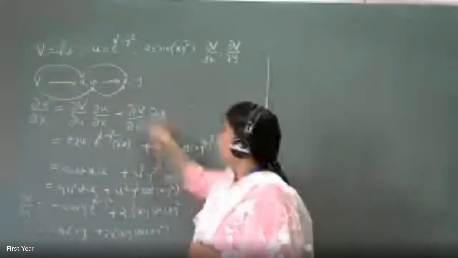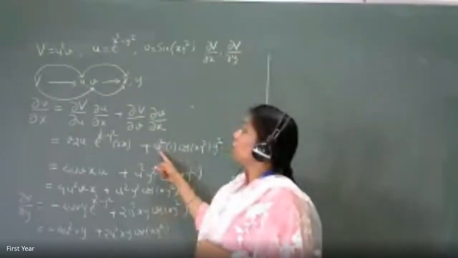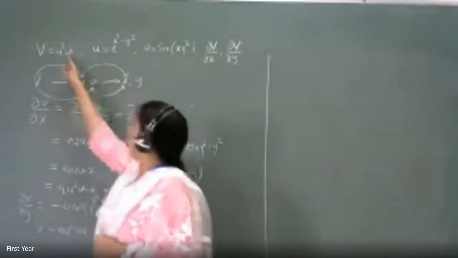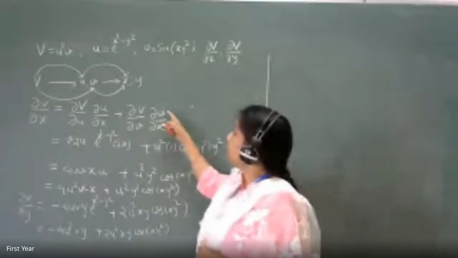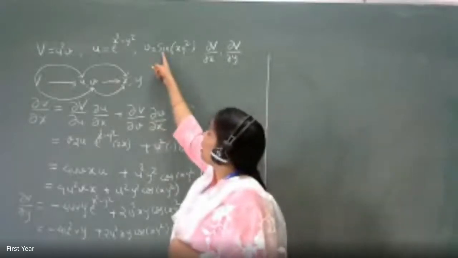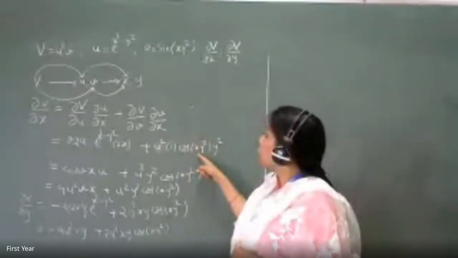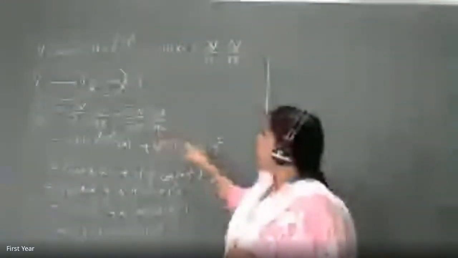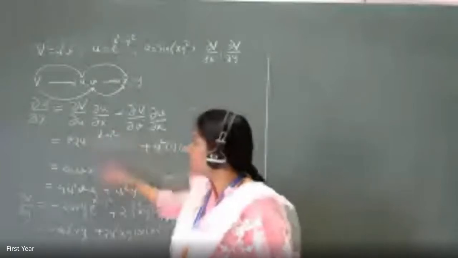In the same way, plus the derivative of capital V with respect to small v. U square will be constant, and the derivative of small v with respect to small v is 1, into the derivative of v with respect to x. The derivative of sin is cos xy square, into the derivative of xy square with respect to x. That time y will be constant, so y square is as it is, and the derivative of x with respect to x is 1. Clear? Yes, ma'am.